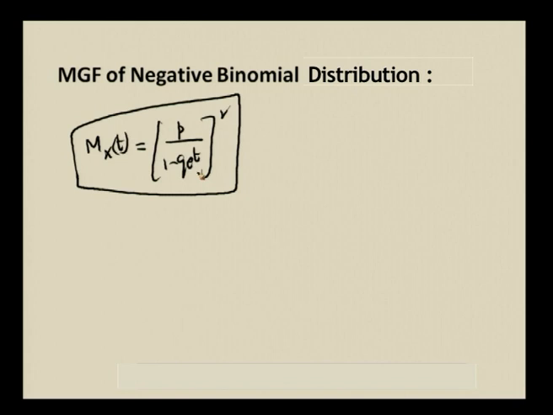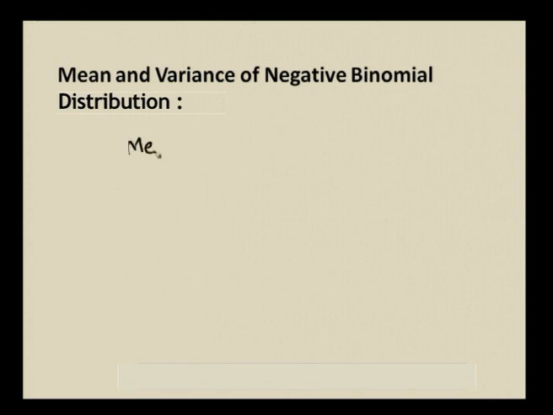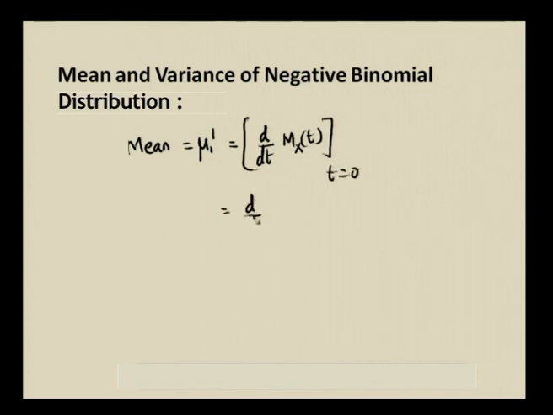First of all, we will find the mean, because these three derivations are always important for any kind of distribution. That is why it is being derived for each and every distribution. So, first of all, what is the mean? Mean is μ1' = d/dt of M_X(t) at t = 0. What is our M_X(t) for negative binomial distribution? It is (p / (1 − q e^t))^r. This we have to differentiate and put t = 0.